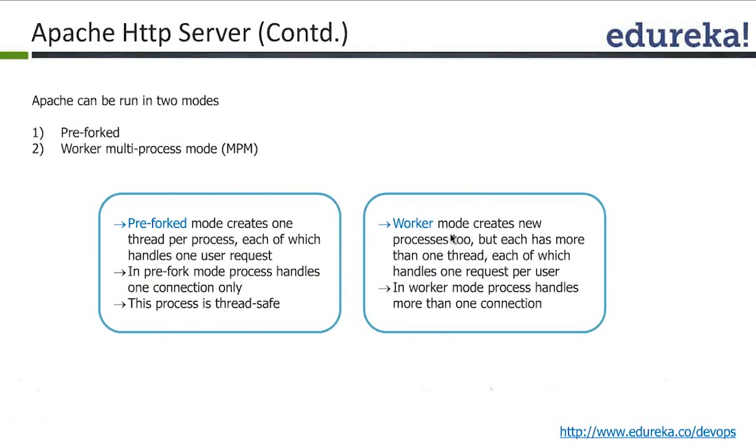Whereas in worker mode, it creates new processes too, but each has more than one thread, each of which handles one request per user. In worker mode, a process handles more than one connection. See, this is an architectural design of your application. So there are two ways for your application to be designed.